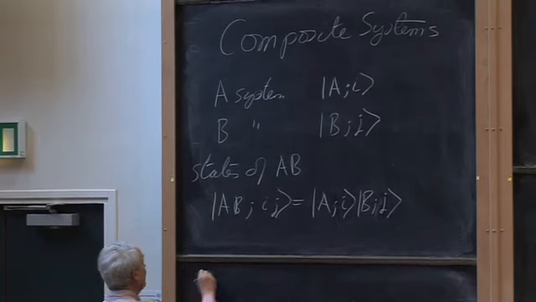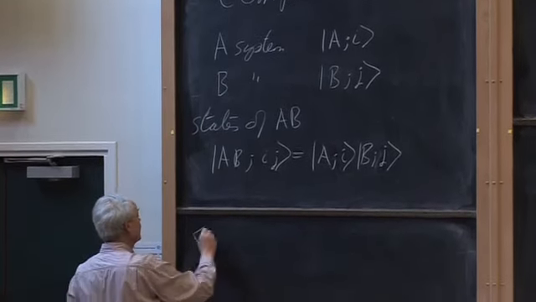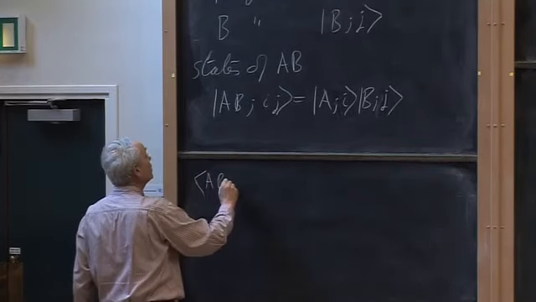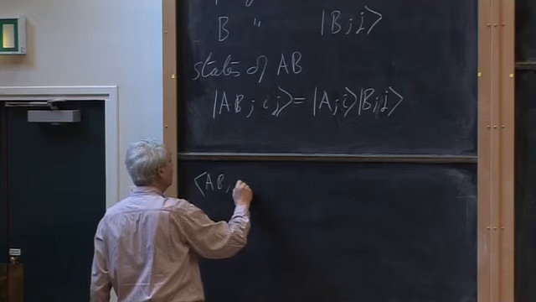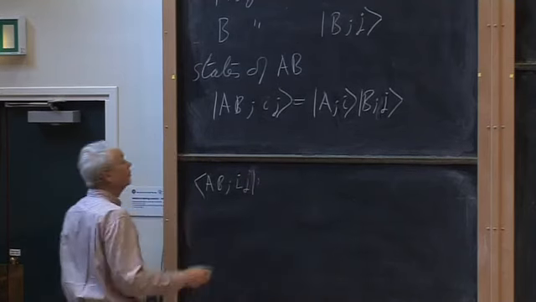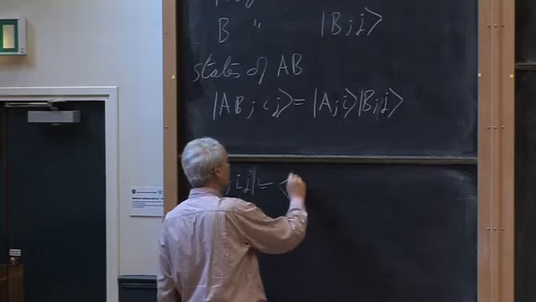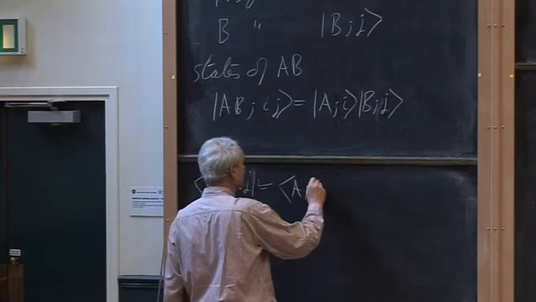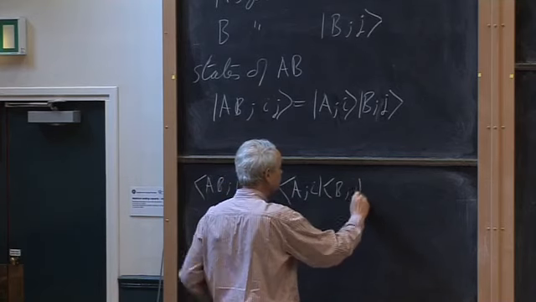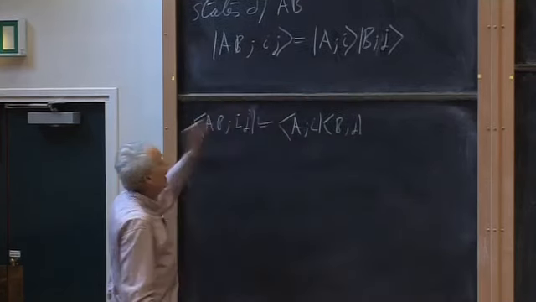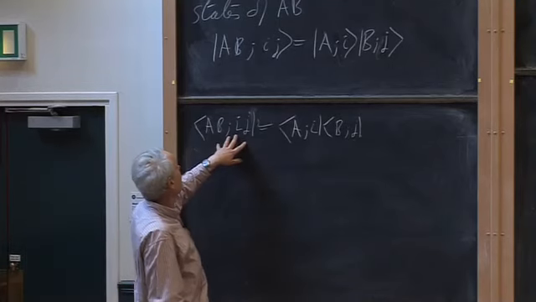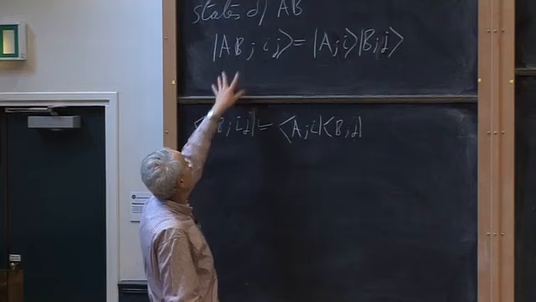Then, obviously, we can have the bras. There must be associated bras. Since this is a state of a system, it has a bra, which will be ⟨i, j|, equal to, of course, the logical product of the bras. And we give meaning to this thing by explaining what happens when this goes onto this.